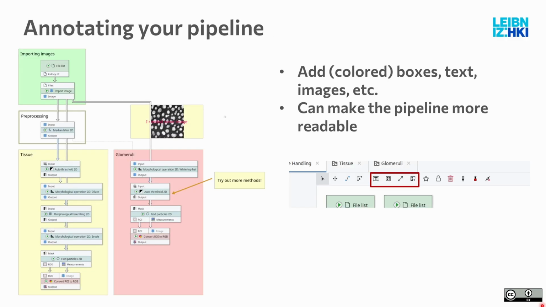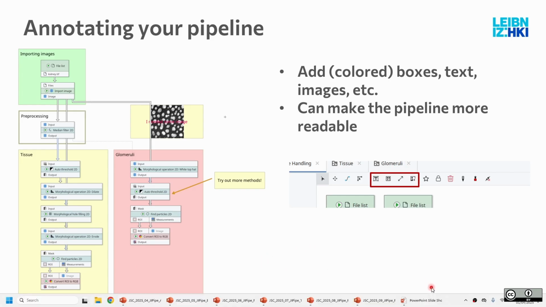So you can annotate your pipeline. These are colorful pipeline annotations. These can be found here in the top bar of the user interface. And there you have a text box, a group box, an arrow, and an image. And I have here an example of how they look by default, and you can configure them to look different.